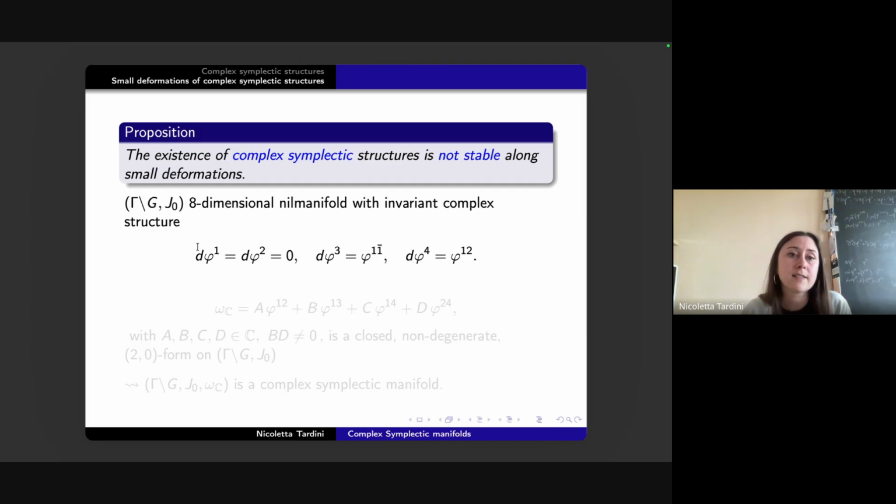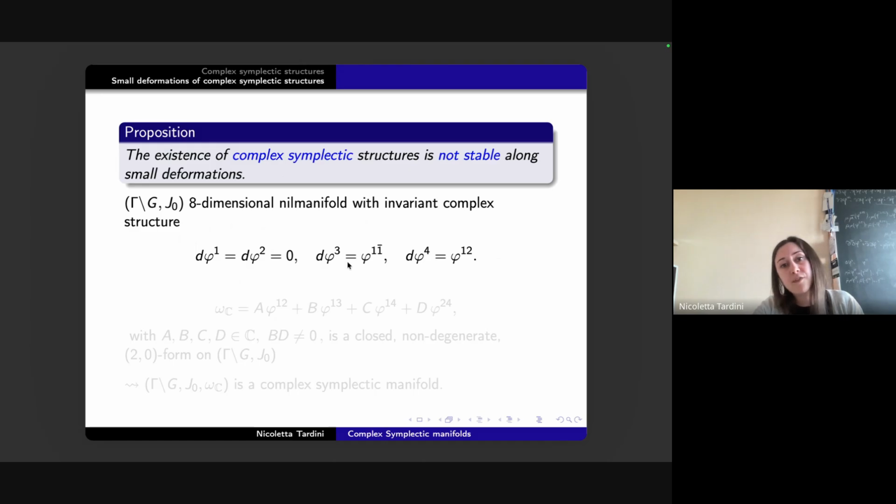And so we can define this complex structure by saying that we have a global coframe of (1,0)-forms. So Phi1, Phi2, Phi3, Phi4 are (1,0)-forms, so complex valued 1-forms of bidegree (1,0) with respect to the complex structure J0. And the complex structure equations are saying that Phi1 and Phi2 are closed.